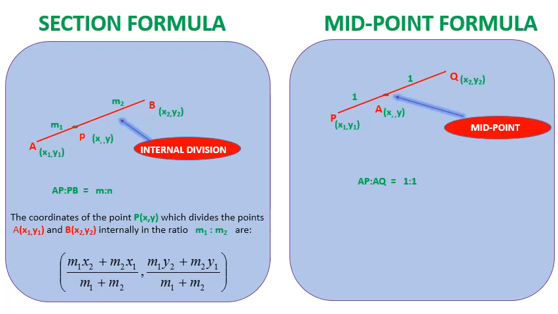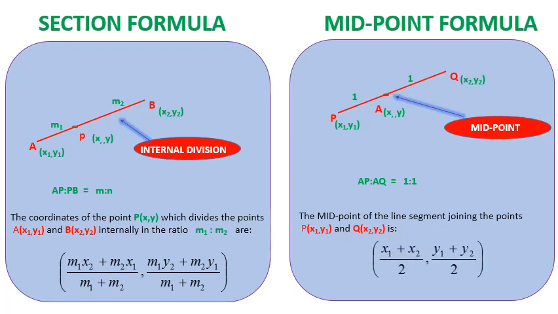Next we will move on to the midpoint formula, that is, how we calculate the coordinates of this midpoint. Coordinates of A, that is x and y, how do we calculate them? That is what the midpoint formula says. The midpoint of the line segment joining the points P(x1, y1) and Q(x2, y2) is: for the x coordinate, add the x coordinates of the endpoints and divide by 2, that is (x1 + x2)/2. Next, (y1 + y2) divided by 2 gives the y coordinate.